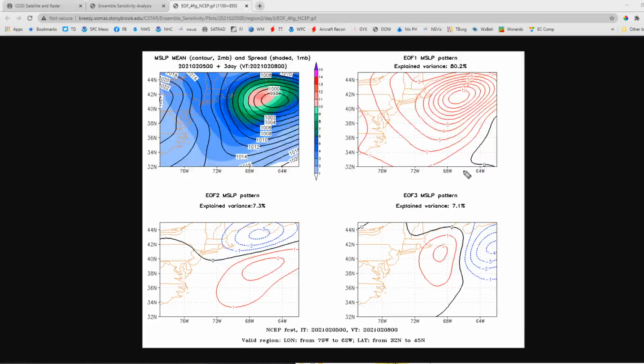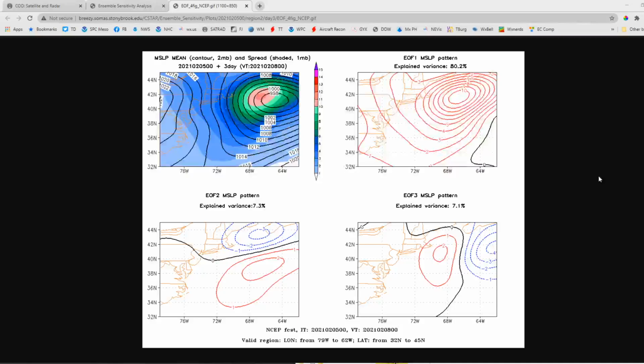What's going on under the hood here is an interesting sort of verification or analysis scheme. You don't really need to know all the details of it. I, to be perfectly honest, do not know all the details of what's happening under the hood here. But what we're going to focus on is just that you can think of this EOF1, EOF2, EOF3 as some group of ensemble members that have pressures either higher or lower than the mean, right? So EOF1 is this group of ensemble members that has pressures much, much higher than the mean here east of Cape Cod. That indicates a much weaker coastal storm.